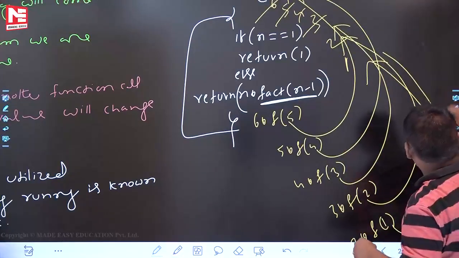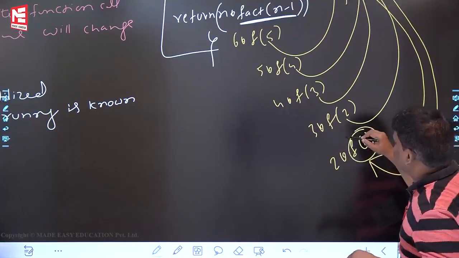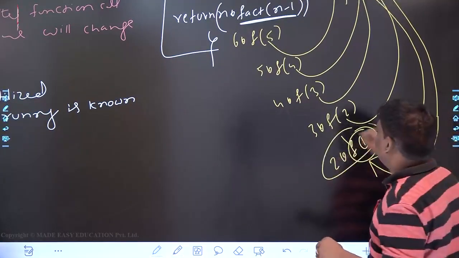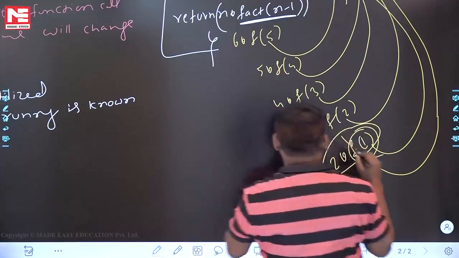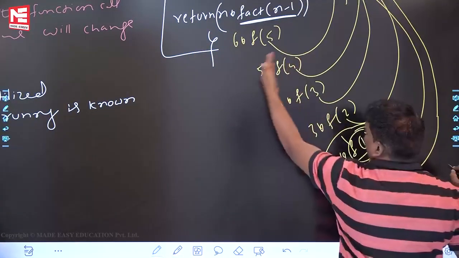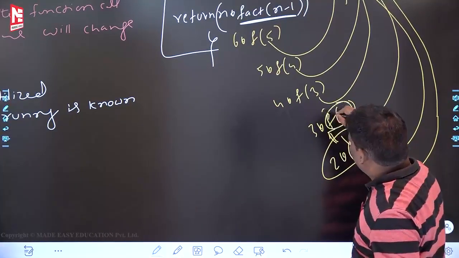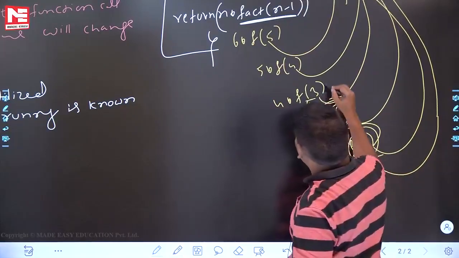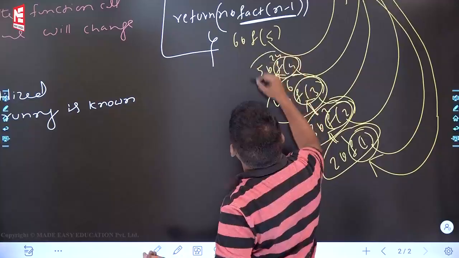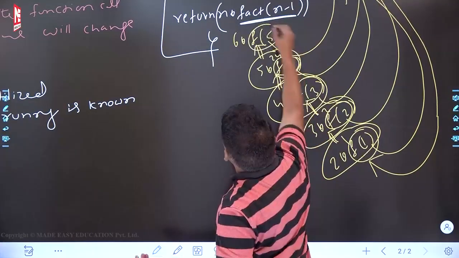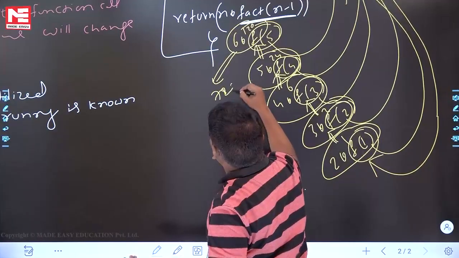Now the return values will start. Return 1, this goes back to the 2 into f of 1, so 2 into 1. Everyone has a return. Return means go back. What is the value? 2 is returned. 3 into 2, 6 returned. 4 into 6, 24 returned. 5 into 24, 120 returned. 6 into 120, 720 returned. Like this.